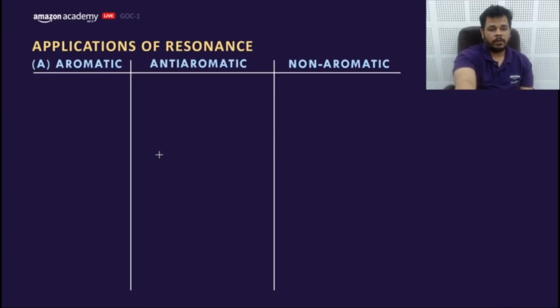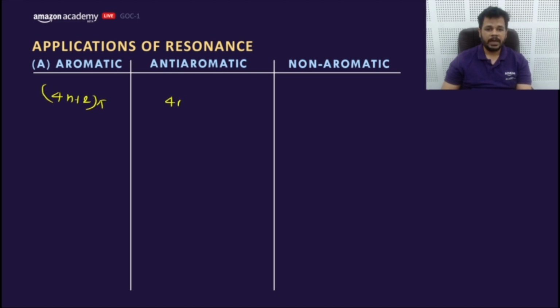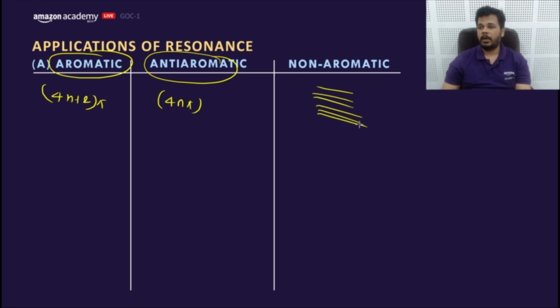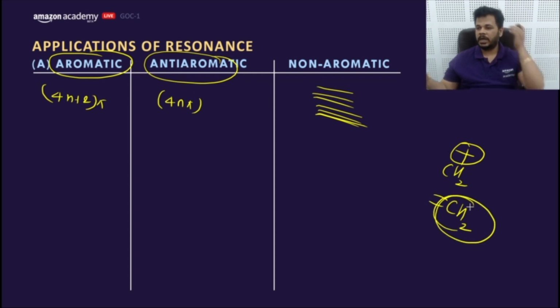The next application of resonance is aromaticity and anti-aromaticity. We know 4n plus 2 pi electrons is aromatic, 4n pi electrons is anti-aromatic, and if a compound is not declared aromatic or anti-aromatic, it would be non-aromatic. Polar or non-polar: how to find out? Find the charge, my dear friend. If this is positively charged, that means polar. If there is no charge, it would be considered non-polar. We are not considering partial charges like C double bond O, partial negative, partial positive.